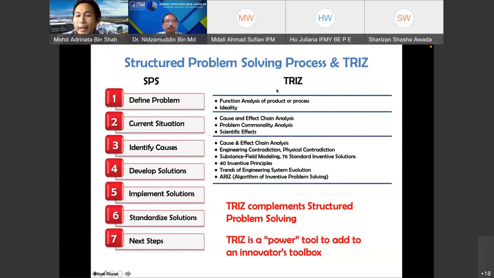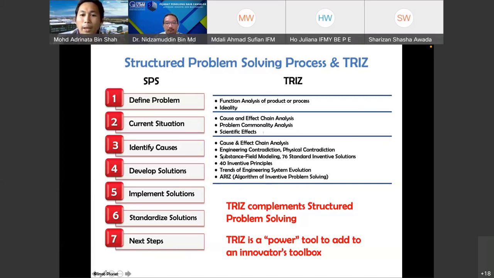So we also have a structured problem solving method in TRIZ. As in the flow of the figure that I showed you before, we have function analysis of product or process, and ideality. We have cause and effect chain analysis, which is for the current situation, problem, commonality analysis, and scientific effect. So this is in TRIZ. For now we will look at the 40 inventive principles. Before that, we need to know the 39 parameters, and before that, we need to clarify our engineering contradiction first.